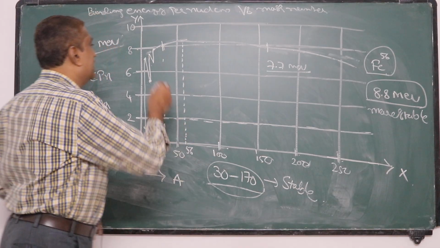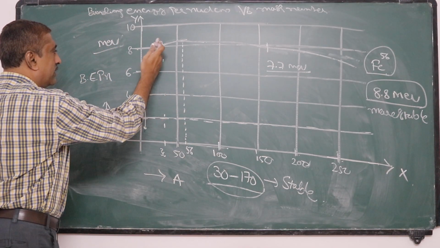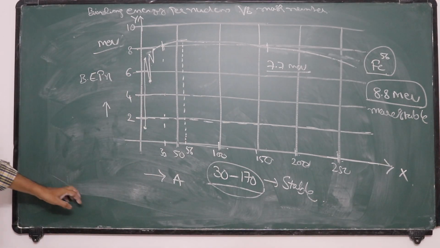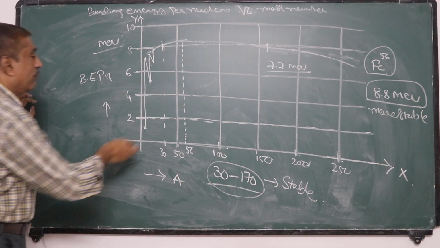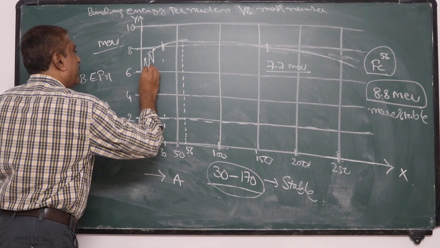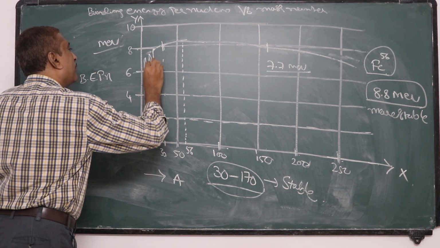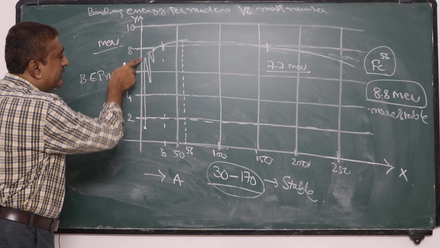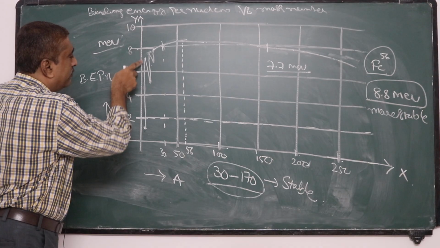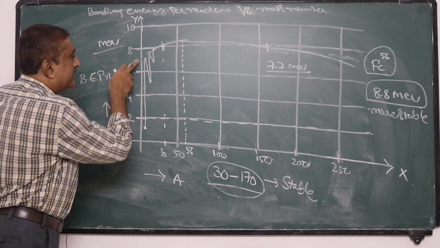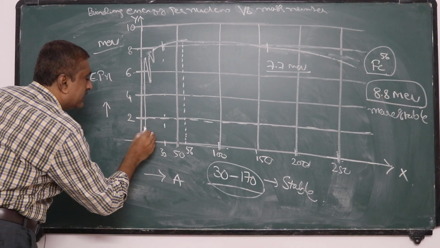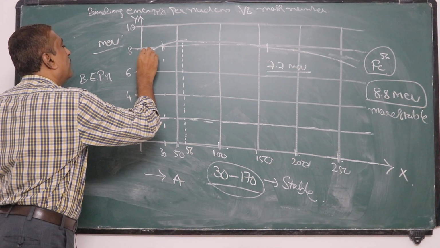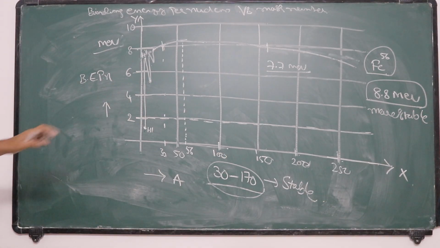And if you consider this part, that means mass numbers less than 30, we observe peaks like this. That means the binding energy per nucleon of two neighboring elements is different here. Suppose this is for H1 and this is He4. Actually, I will write the values.